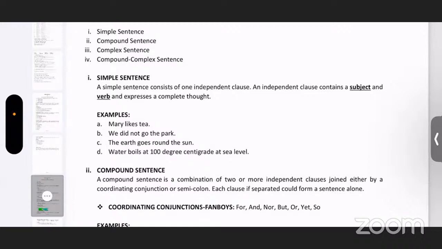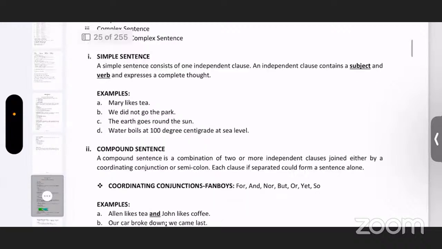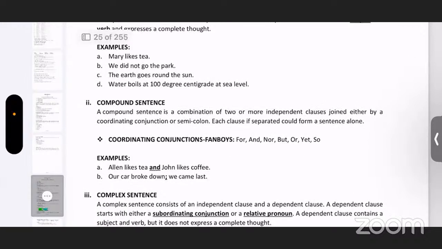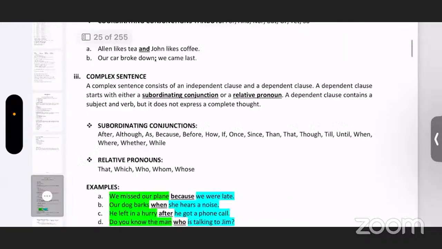We did not go to the park. So did not go to the park is the predicate. The predicate is something which has been uttered about the subject. So that's how it is. The earth goes round the sun. That's actually a universal truth statement. Everybody knows that. Water boils at 100 degrees centigrade at sea level. That's also a universal truth. Everybody knows that. It's scientifically proved. Okay. Then thereafter, compound statement, complex statement.